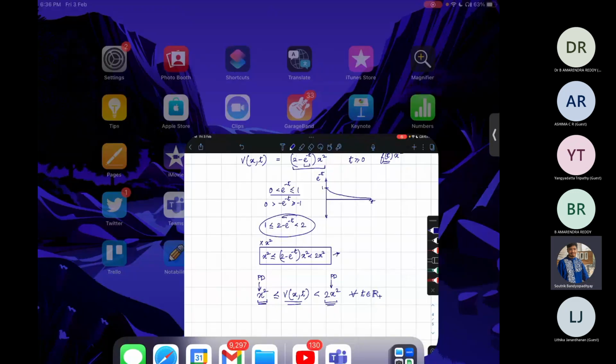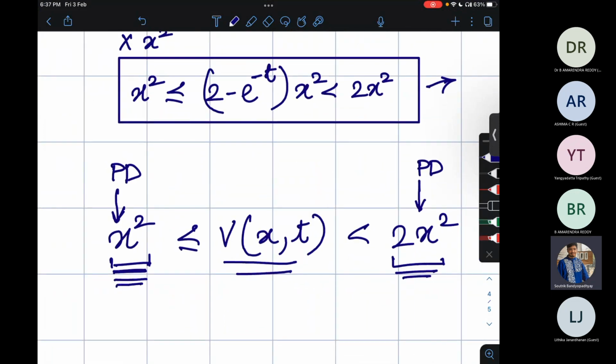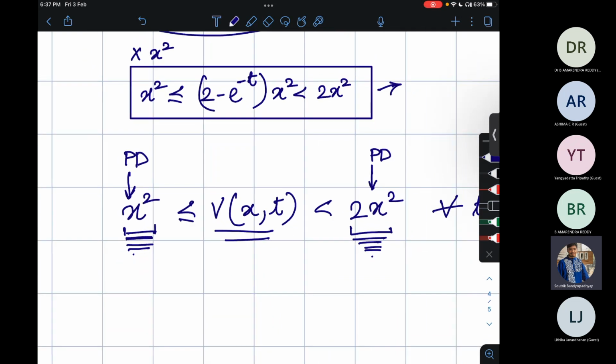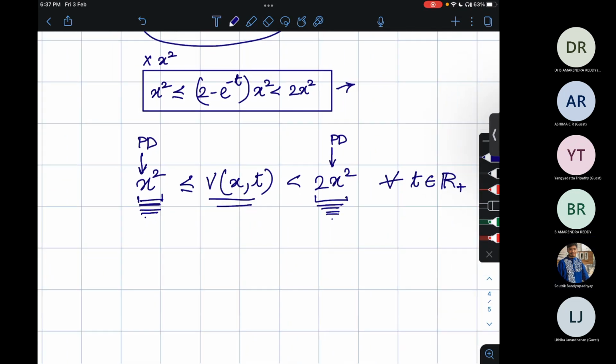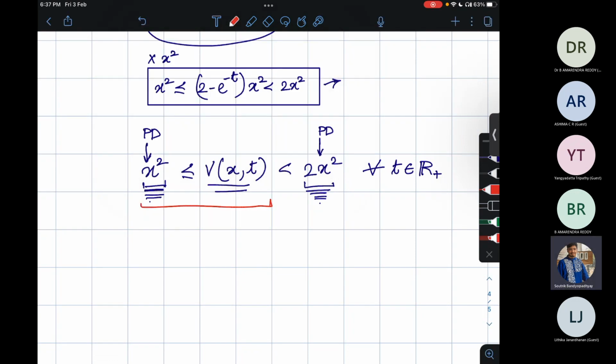Okay. So you have understood up till here, right? So this is less than a positive definite function on x, and it is greater than a positive definite function on x. Let's just focus on the left hand side for now. This function being greater than some positive definite function on simply x implies that this function V of x is positive definite. So this is the definition of positive definiteness for time varying Lyapunov functions.